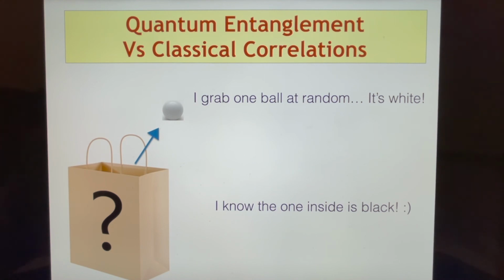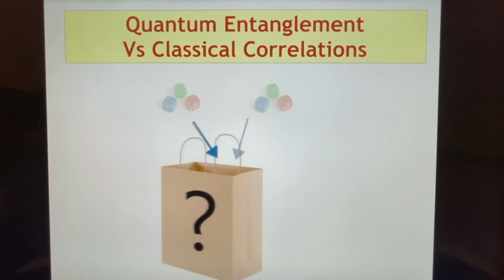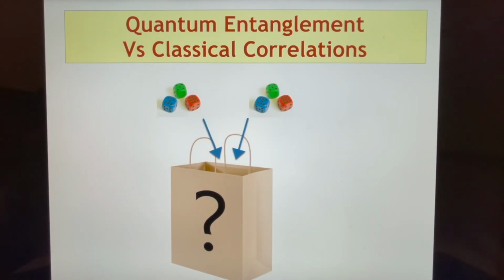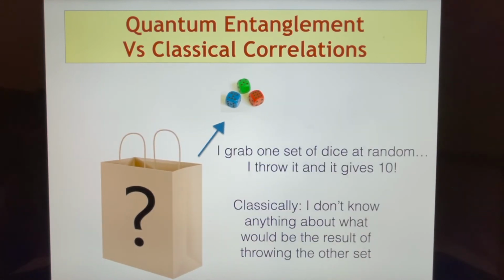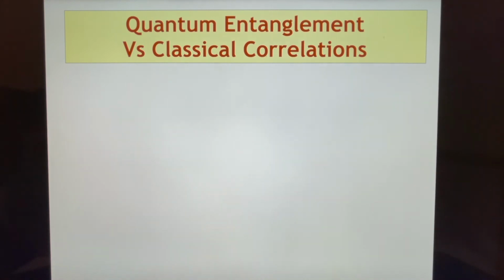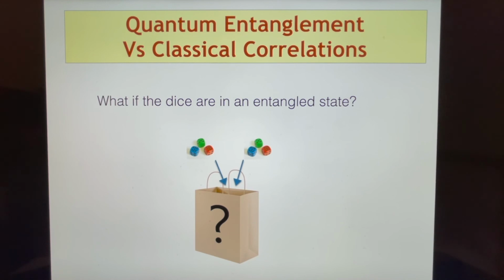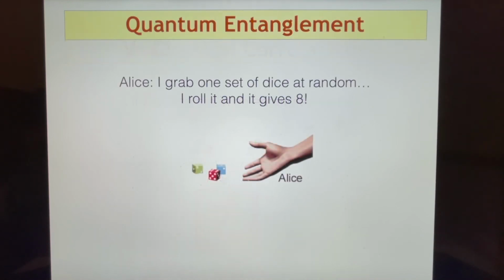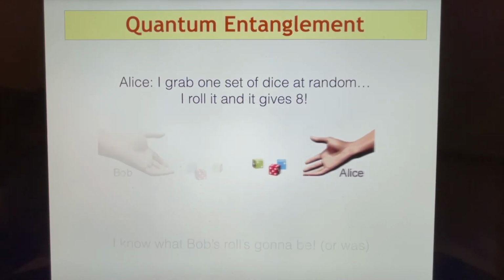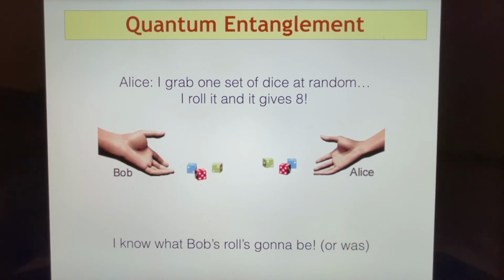What would be way more impressive is if I actually put in the bag 2 sets of dice like that, and then, I don't know, I take one, and if it were classical, right, if I throw it and I get a 10, I have no clue if the dice are actually fair. I have no clue about what you will get when you throw your own dice, right? However, if these are quantum systems and they're in an entangled state, it is possible for me to actually get an 8, and then guess that when you throw, you're going to get an 8 as well. That is what makes entanglement different from classical correlation.